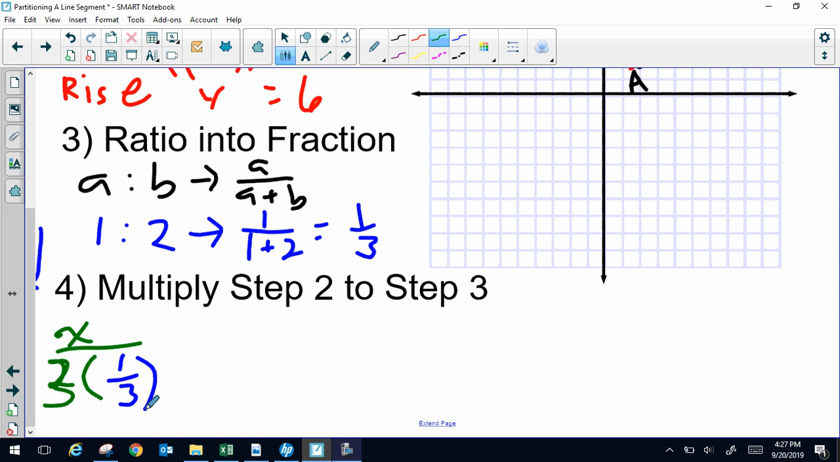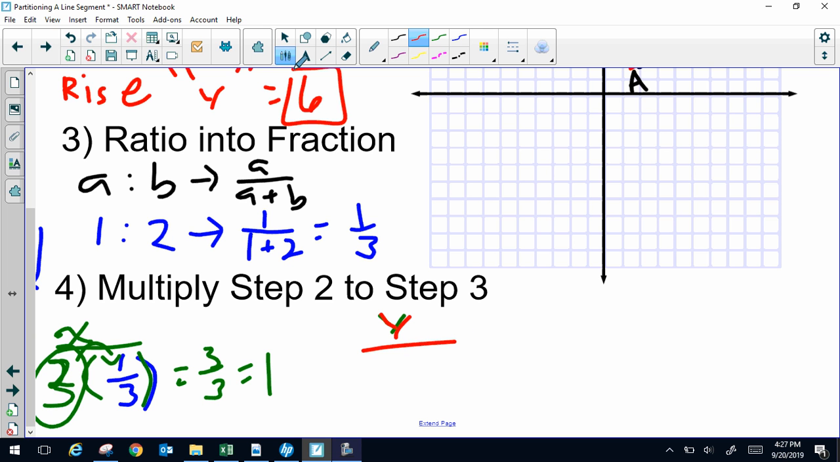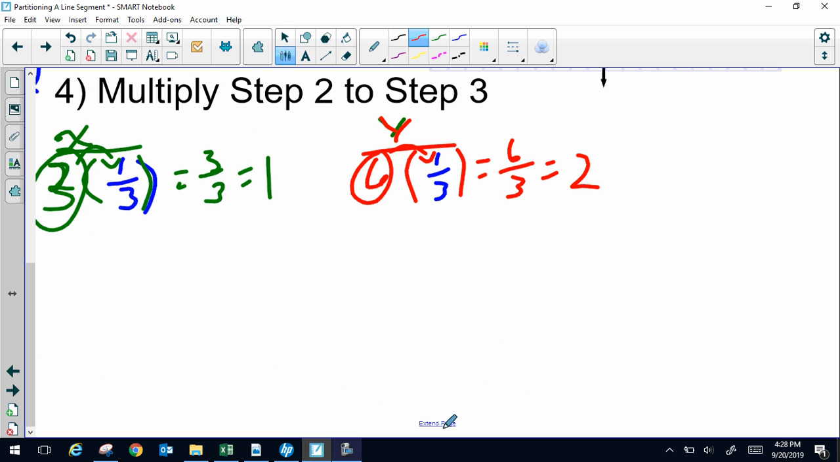Okay, remember this number from the front gets multiplied to only the top number, which gives me 3 over 3. And 3 divided by 3 is 1. And then you do the same thing for your y value. You take the y from step 2, which is here, that's 6, and you're multiplying it by that same fraction, 1/3. So when you do that, 6 times 1 gives you 6 over 3, or just 2. Okay, then your last and final step, step 5.